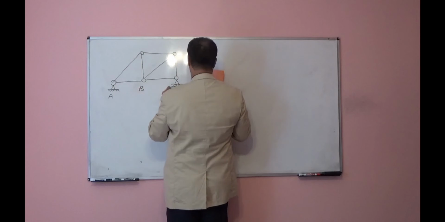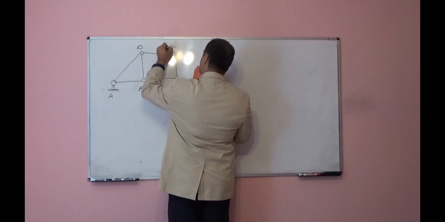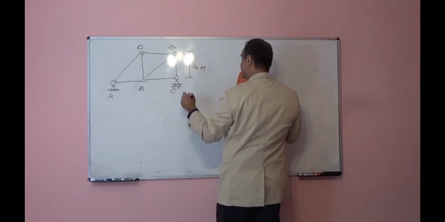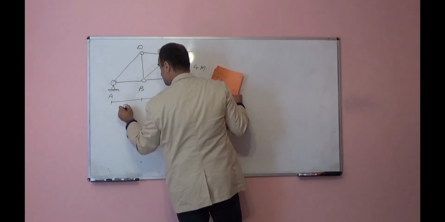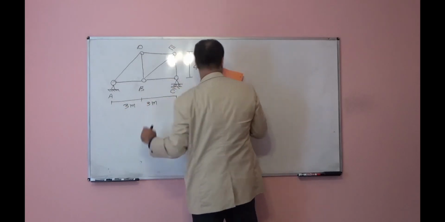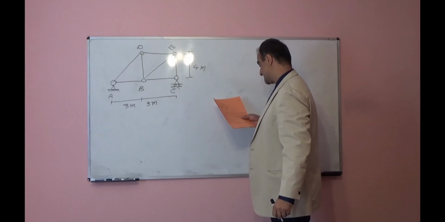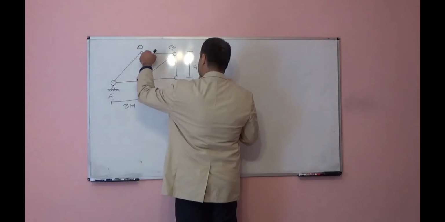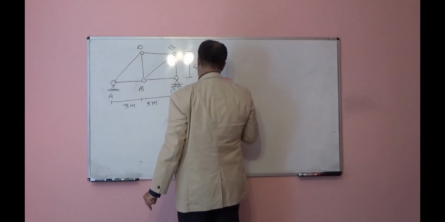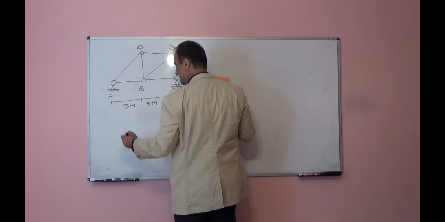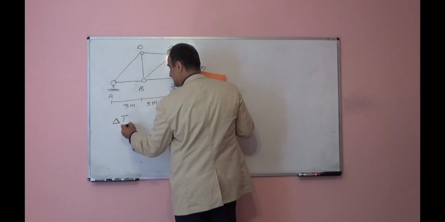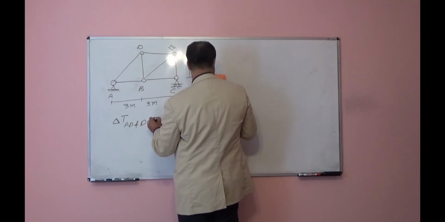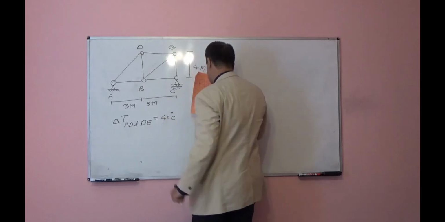A, B, C, D, E, 4 meter, 3 meter, 3 meter. Truss members AD and DE increase in temperature 40 degrees Celsius. So change of temperature in AD and DE is 40 degrees Celsius.